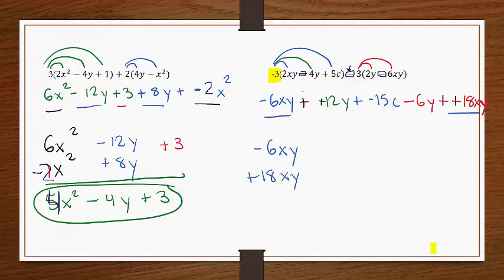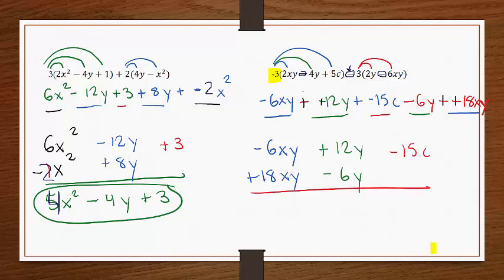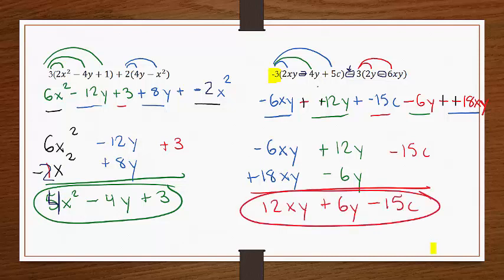And now we can go ahead and stack our like terms. So we have xy terms, we have y terms, and we have a lonely c term. And then we'll go ahead and add them up. -6 plus 18 is 12. 12 minus 6 is 6. And this guy doesn't change. He's just the same as he was.